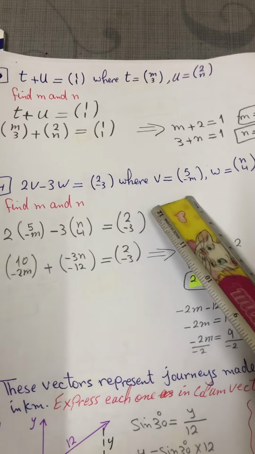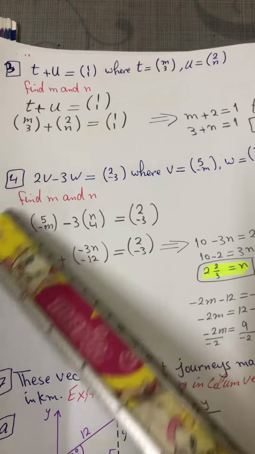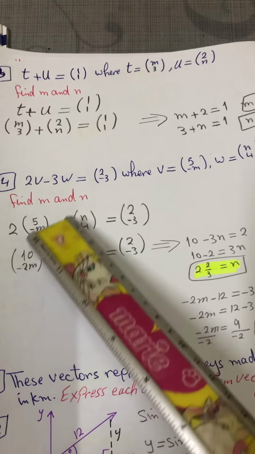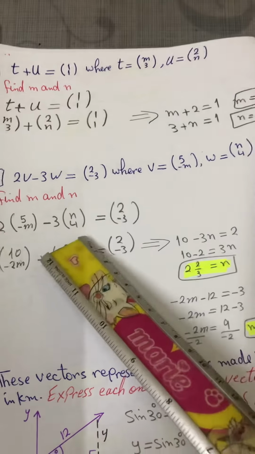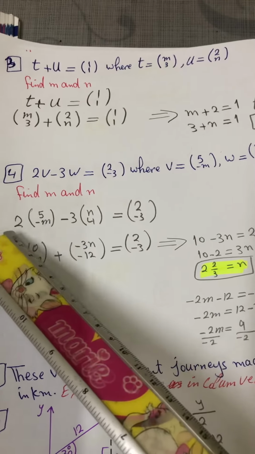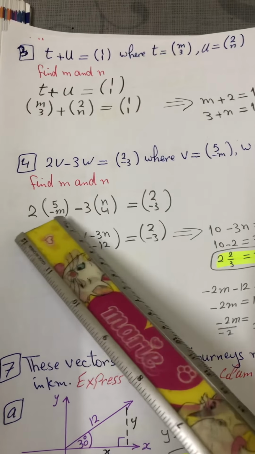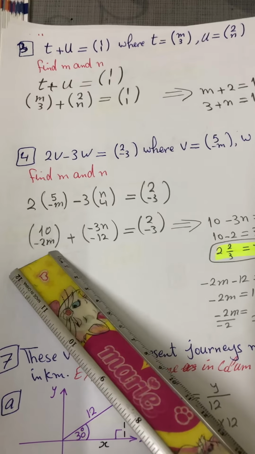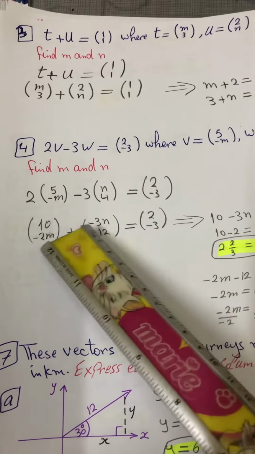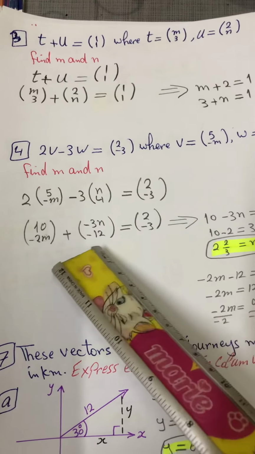Where v is (5, negative m) and w is (n, 4). I substitute: this is 2 multiplied by v, which is (5, negative m), negative 3 at w, which is (n, 4). This equals negative 3. In the beginning, I'll multiply 2 by this vector. 2 times 5 equals 10, and 2 times negative m equals negative 2m. Here, I'll change it into positive because I'll take negative 3 multiplied by n, equal to negative 3n, and negative 3 times 4 equals negative 12.